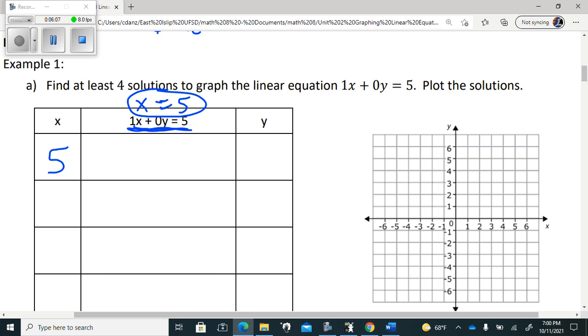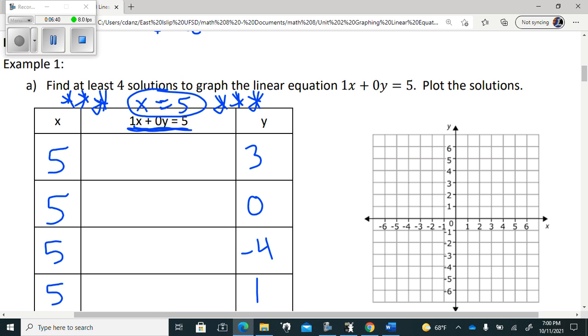Like, let's make up a number. Maybe y is 3. If x is 5, maybe y is 0. I'm just making up numbers for y. If x is 5, maybe y is -4. But x must always be 5 and y can be anything. So this, for some reason, is a concept that's tricky for some students. They don't like that they just tell you that x is 5. It means that x is always 5 and y can be anything.